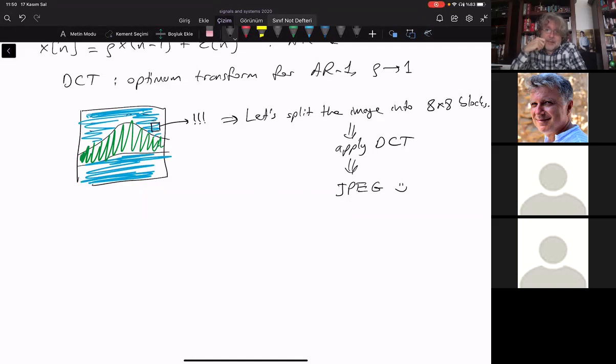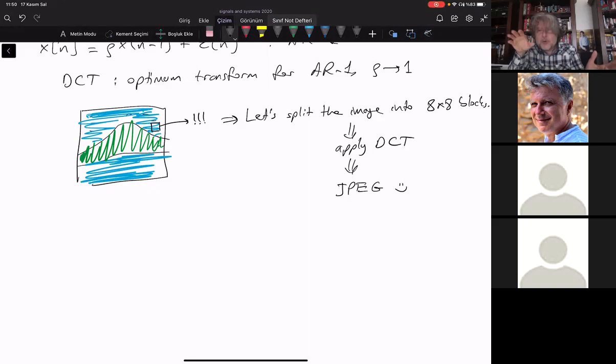But if your image is very unique, you may prefer to use discrete sine transform. If your image is very unique from some other perspective, you may want to use other optimum transforms, neither Fourier nor cosine nor discrete sine transform. It may be a completely new class of transform that you may use.